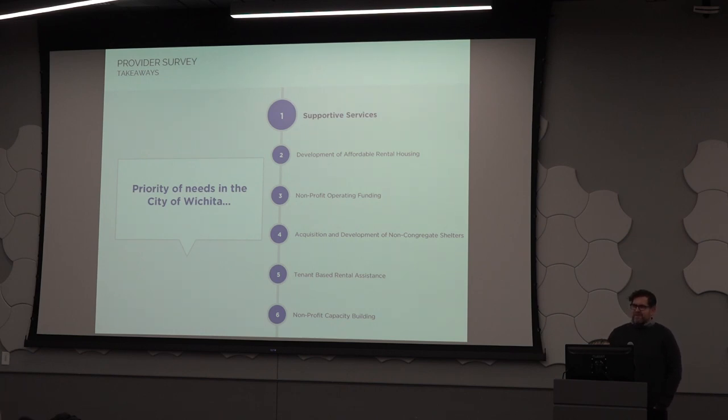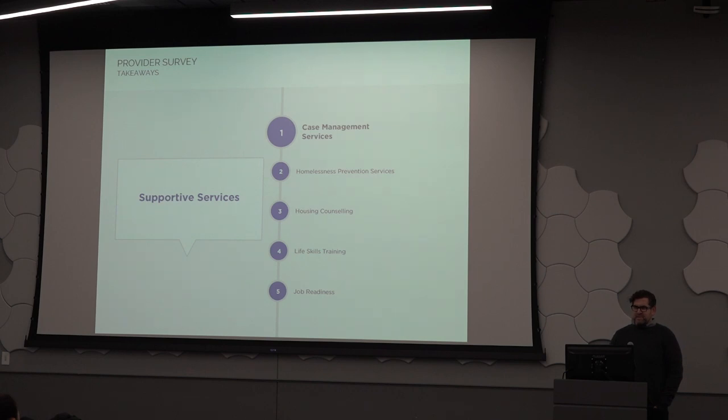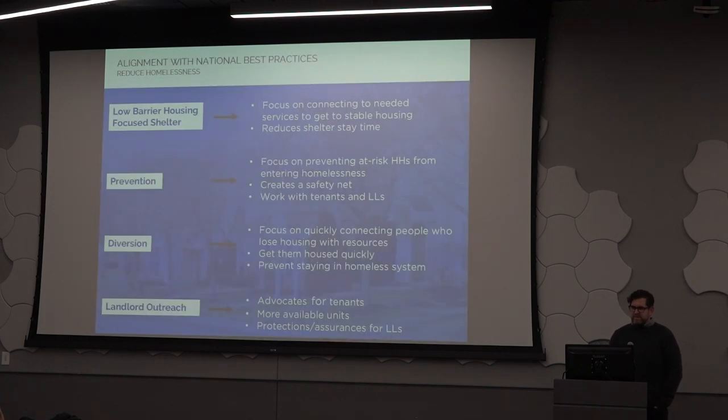The priority needs in terms of what the funds could support more to fill those gaps: supportive services, affordable housing units, nonprofit operating funding, and non-congregate shelters are the top four, followed by tenant-based rental assistance and again, nonprofit capacity building. And then in terms of which specific supportive services are in most need, case management rose to the top, followed by homeless prevention, housing counseling, and then life skills training and job readiness. So some themes really emerged from the conversations and the survey that people participated in.